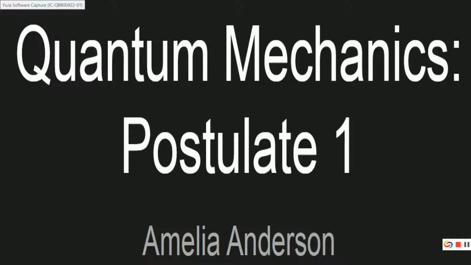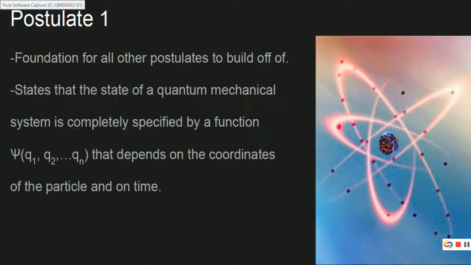Okay, so I have postulate number 1, and it's the foundation for all of the other postulates to build off of. You really need to understand this one in order to understand all the ones that you're going to present on. It basically states that the state of a quantum mechanical system is completely specified by a function psi of q1, q2, all the way to qn that depends on the coordinates of the particle and on time.